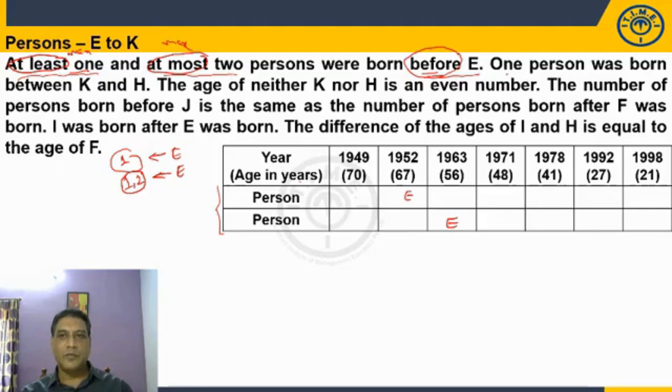Now let us go to the next one. One person was born between K and H. Between K and H, one person is born, but whether K was born before H or H before K, we do not know. So there are several possible cases, but which ones we are not sure at this point of time. It may be 1949 and 1963. It may be 1963 and 1978. It may be 1971 and 1992. Like that, there are several cases.